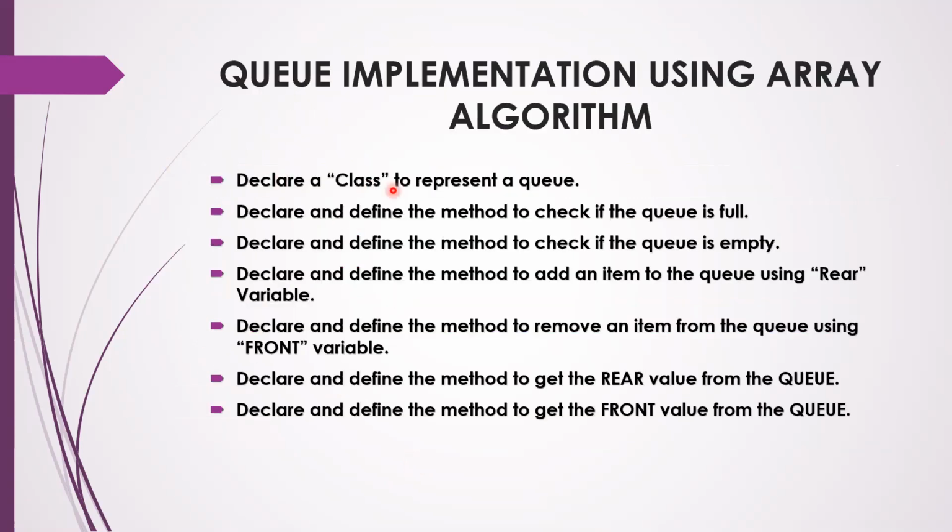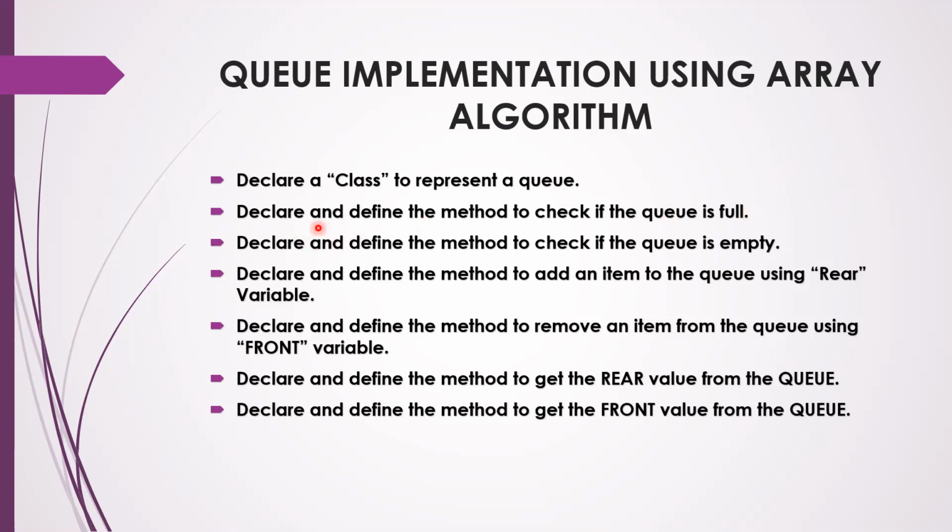So we have to have a class to represent a queue, and we have to declare and define the method to check if the queue is full. We have two conditions to be checked. One is queue is full, that is known as overflow condition. Another one is queue is empty, that is known as underflow condition.